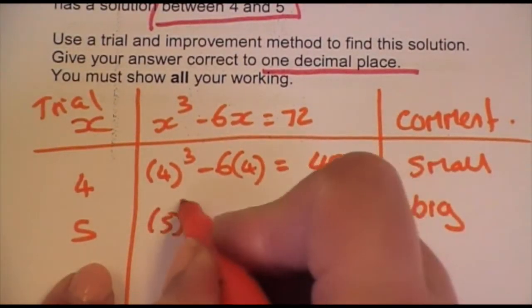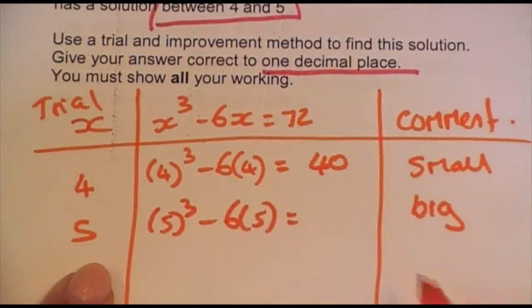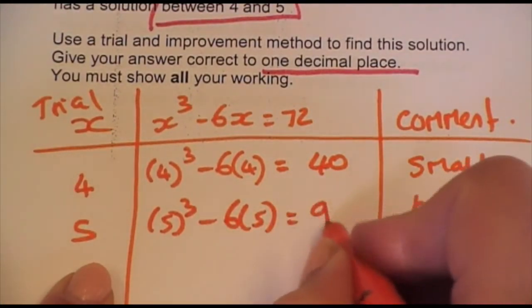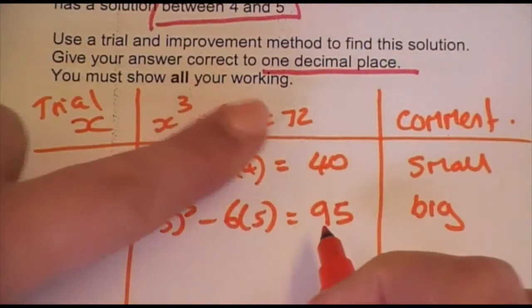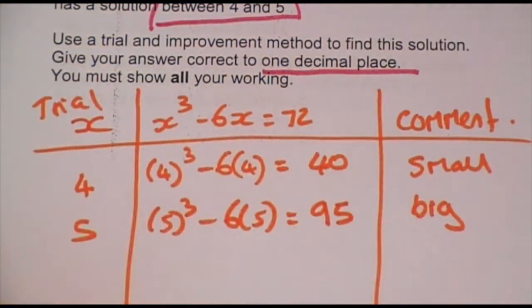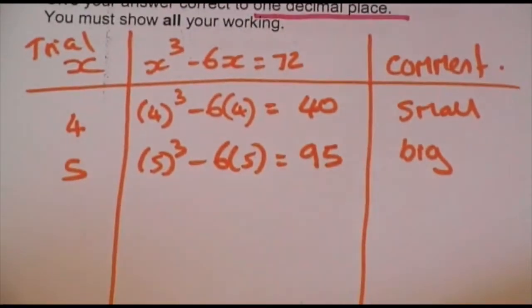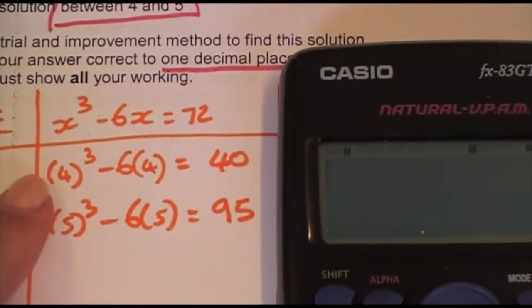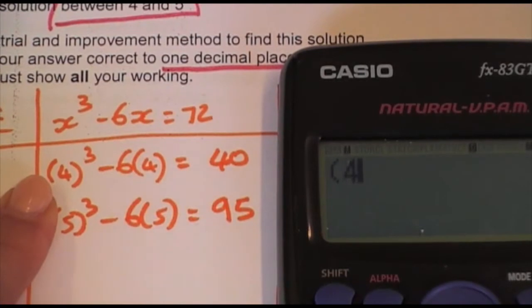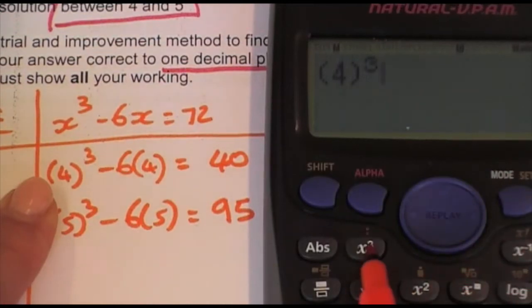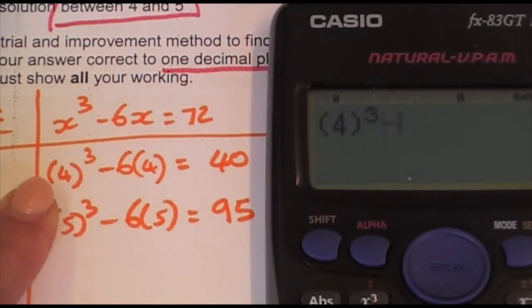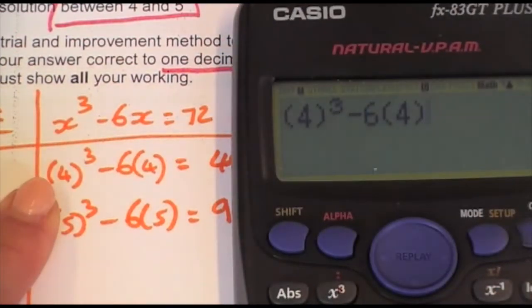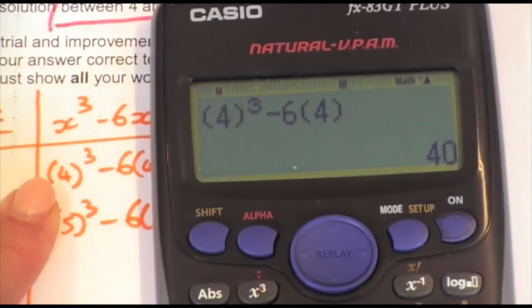So I try the 5. I substitute it in. 5 cubed minus 6 lots of 5 equals. Once I've substituted that in, I should see that that is equal to 95. I wanted 72, 95 is too big. Now, just to show you, in order to save time, when you're entering this on a calculator, so if I do the top one, 4 cubed, I'm going to type 4 in a bracket, and then I'll press the cubed button, which is this one, cubed. So 4 cubed, take away 6, open bracket, 4. It looks like that. Press equals. Okay, that's where my 40 came from.